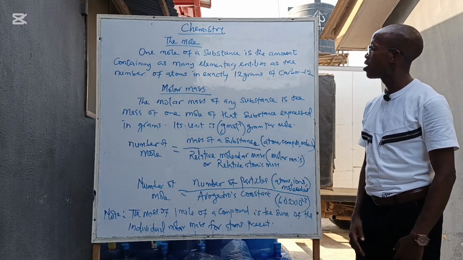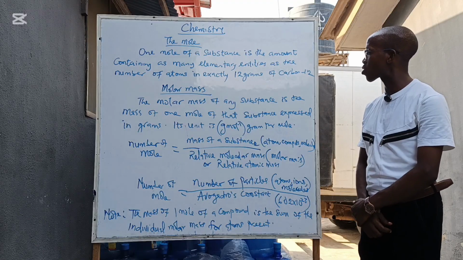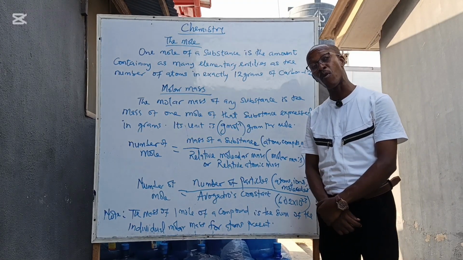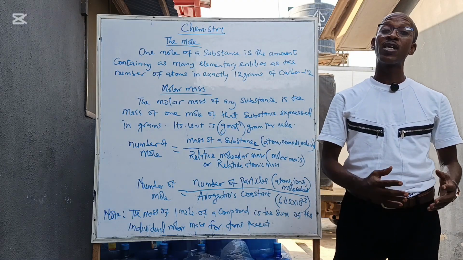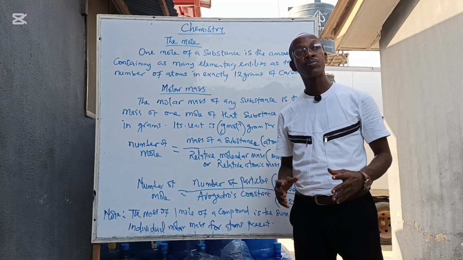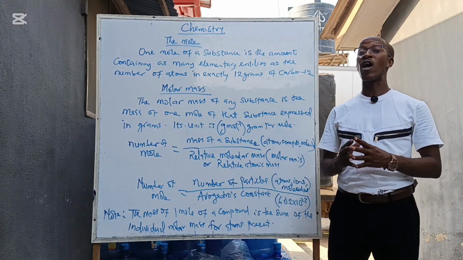Now, the molar mass of any substance is the mass of 1 mole of that substance expressed in gram per mole. So molar mass is always gram per mole. If we don't use the word molar mass, we use the word relative molecular mass for molecules, and we use relative atomic mass for elements.